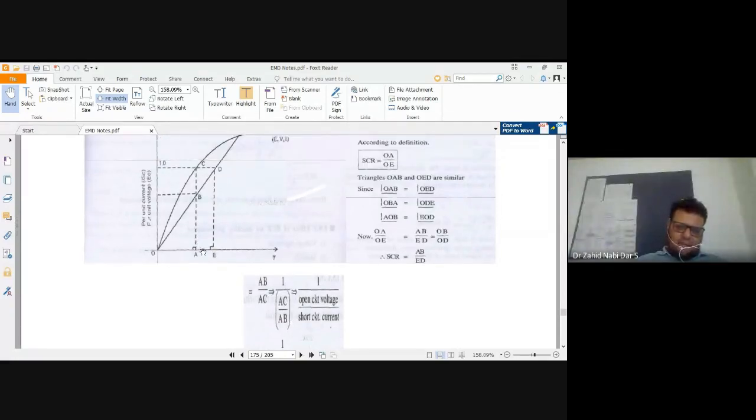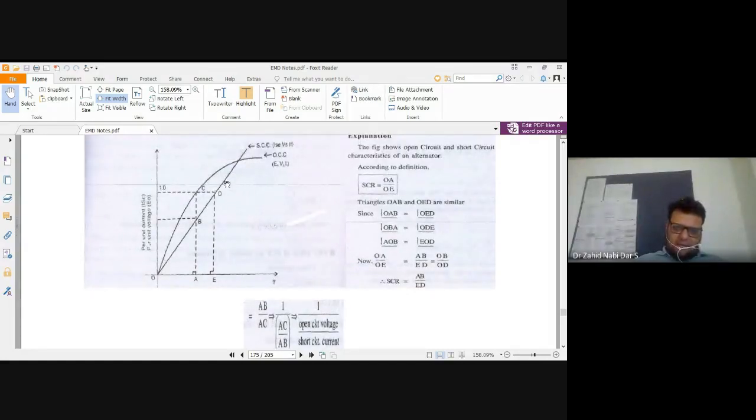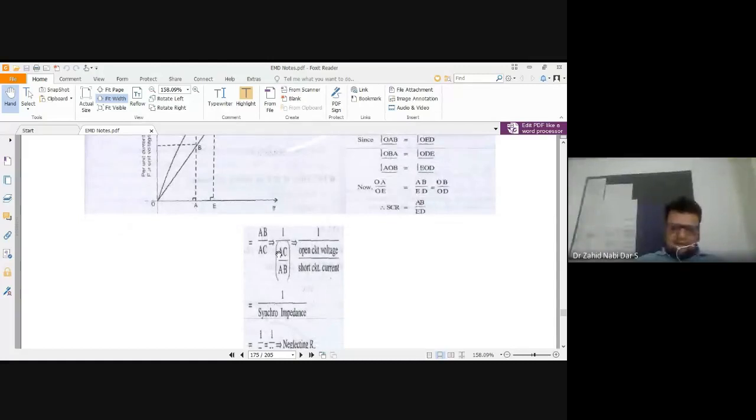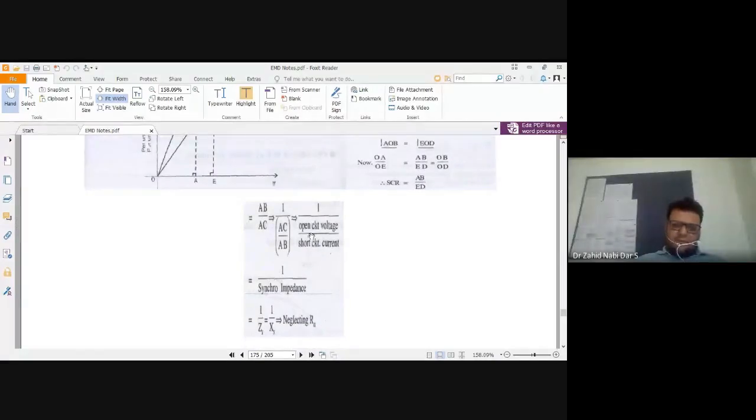So what is AC? AC is this open circuit voltage. And what is this AB? Here the B point is cutting the short circuit current line, and the C point is cutting the voltage line. So AC is your open circuit voltage, and AB is your short circuit current. You can write AB by AC, or in other terms 1 by AC by AB. So open circuit voltage by short circuit current. Voltage by current gives you impedance, the value of Z.